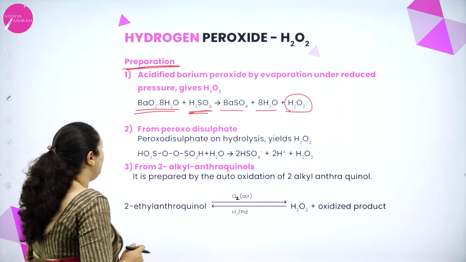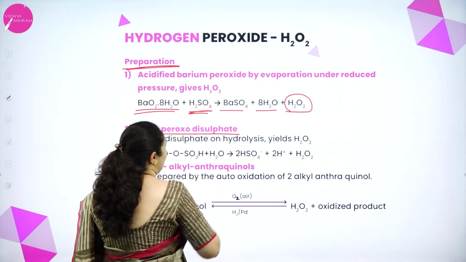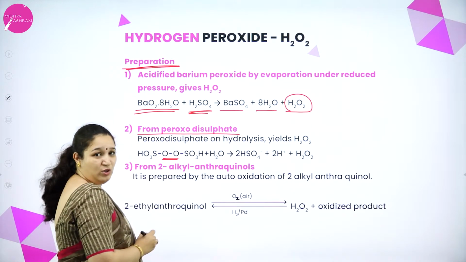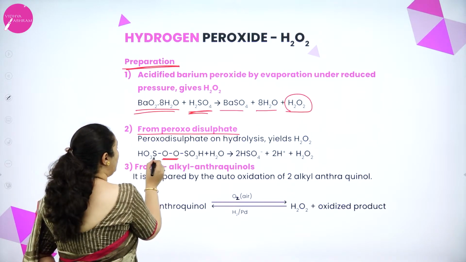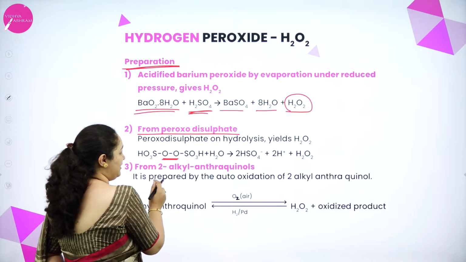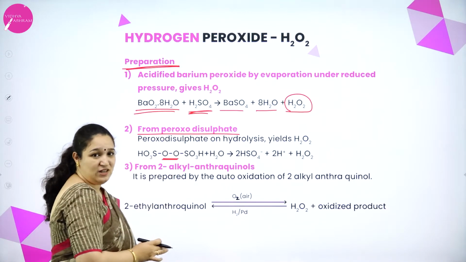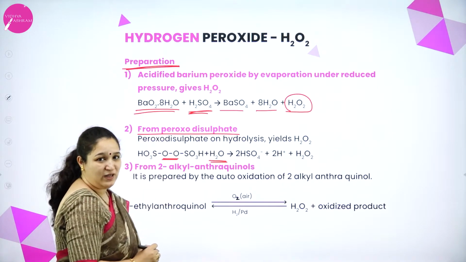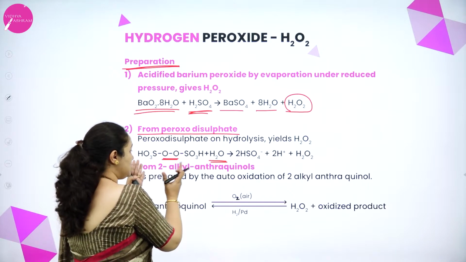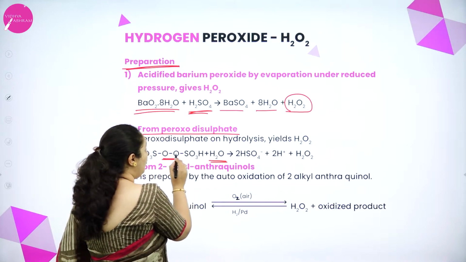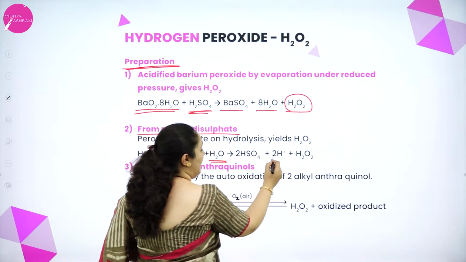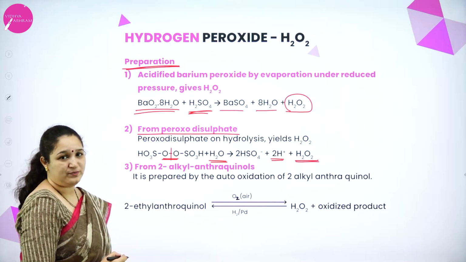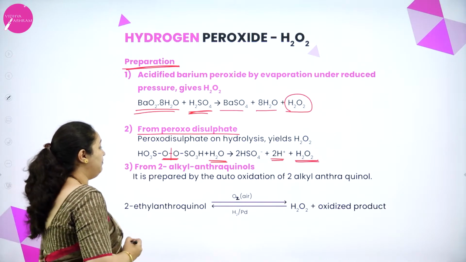Next method is from peroxo disulfate. That is, you can see here there is a peroxide bond, oxygen with oxygen bond, and you have SO3H, SO3H. This is called as peroxo disulfate. Now this one undergoes hydrolysis, that is you are adding water and it undergoes lysis. You will get HSO4 minus, H plus ion and hydrogen peroxide is also formed. Okay, that is the second method.